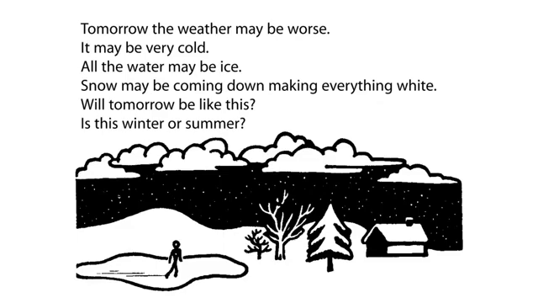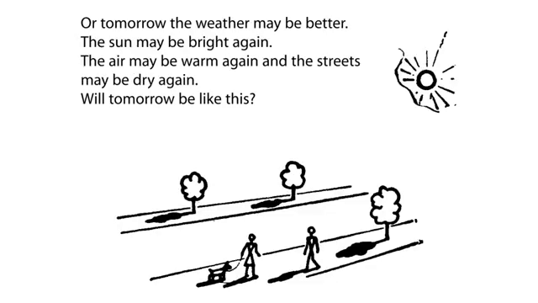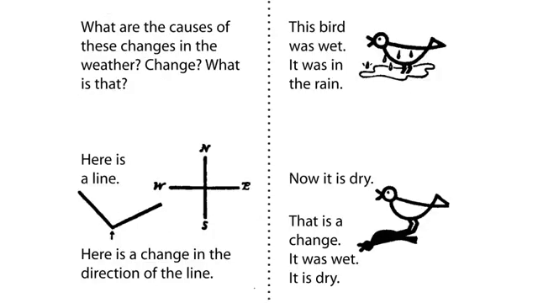Tomorrow the weather may be worse. It may be very cold. All the water may be ice. Snow may be coming down, making everything white. Will tomorrow be like this? Is this winter or summer? Or tomorrow the weather may be better. The sun may be bright again. The air may be warm again and the streets may be dry again. Will tomorrow be like this? What are the causes of these changes in the weather?